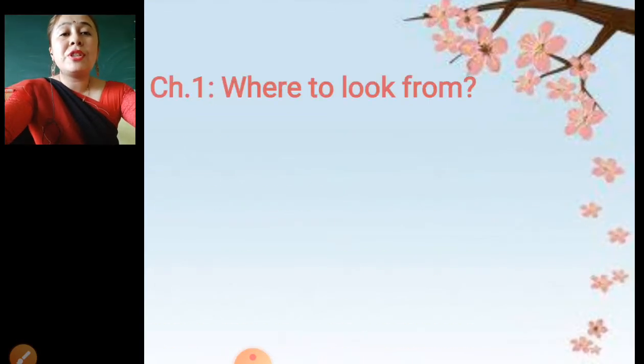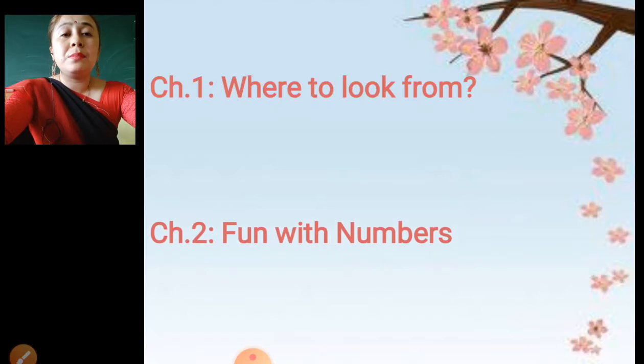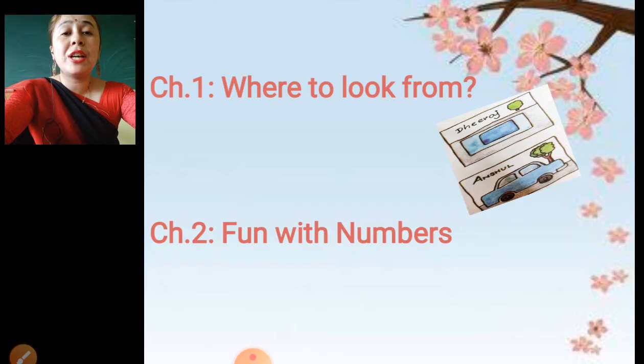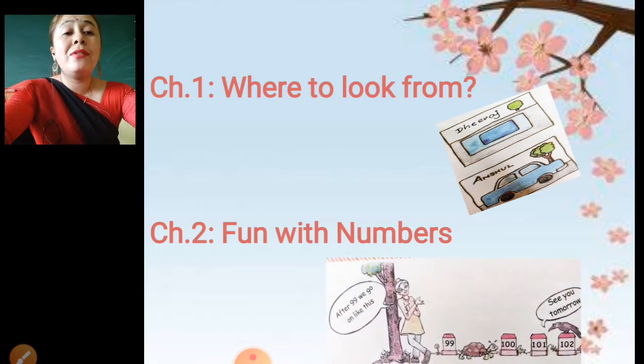So the first chapter you will learn in this book is Where to Look From, and the second chapter is Fun with Numbers. Okay, so in the first chapter we will see that different things look different in shape when we look at them from different directions, and in Fun with Numbers we will have fun with numbers, knowing more about different types of numbers.